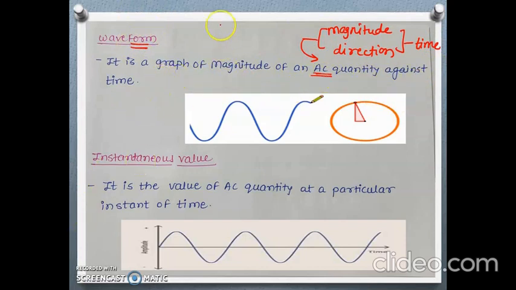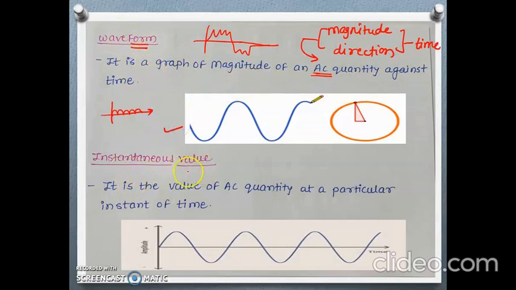It may be, this is the sinusoidal wave. This may be like this. This is also changing its magnitude and direction with respect to time. This is also a waveform. This can be a waveform. It is simply a graph of magnitude of AC quantity against time, is known as waveform.